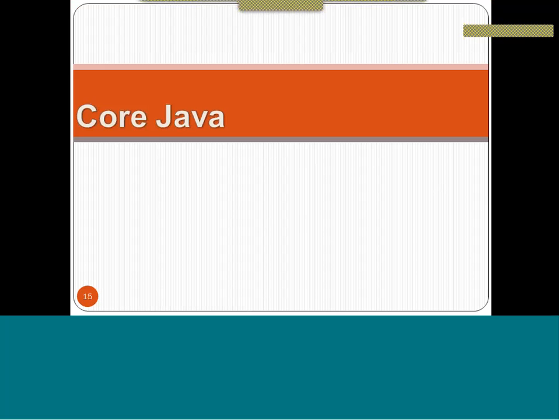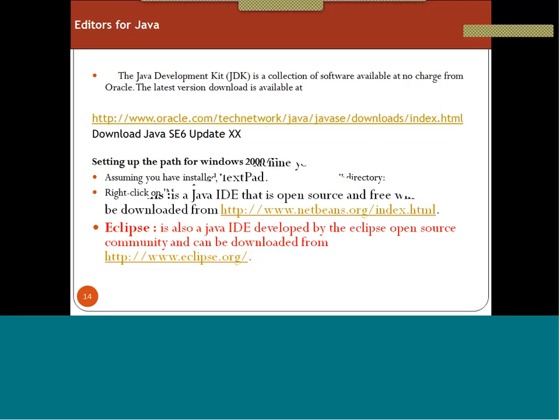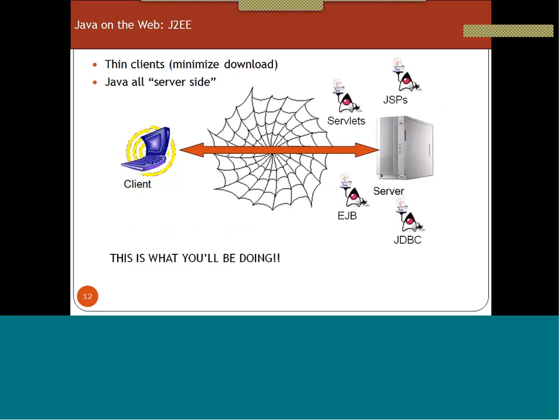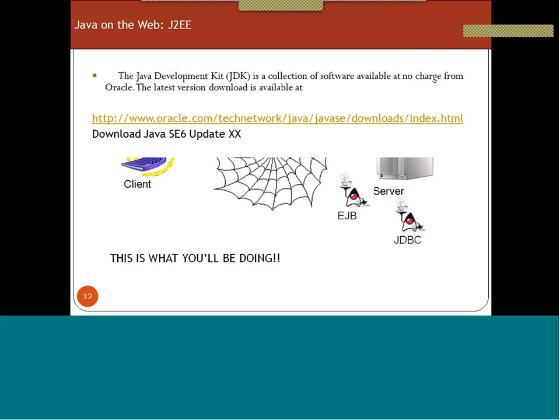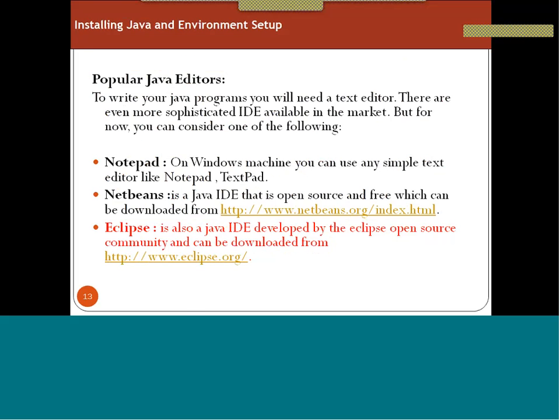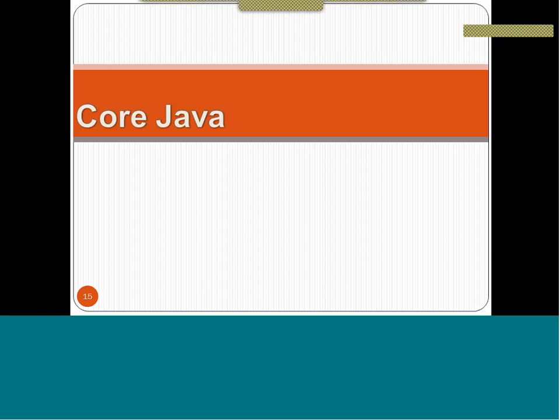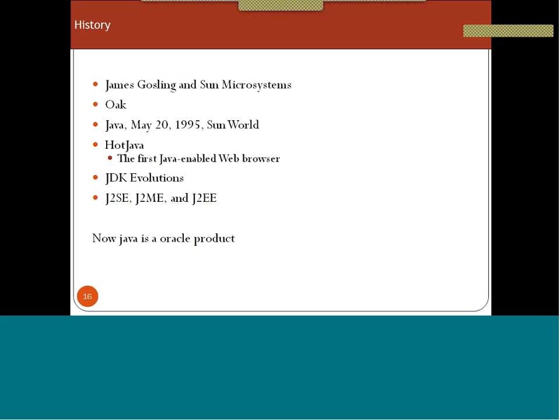So what is core Java? Like I showed you, JSP, servlets, EJBs, JDBC, these are all advanced things. Before this, we have one more layer called core Java. We have to pass through this first.